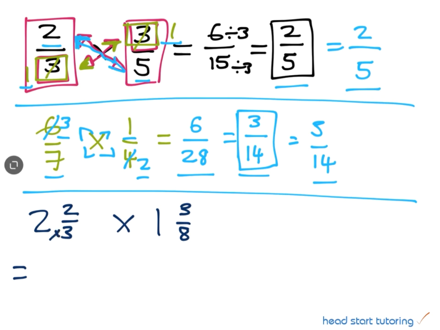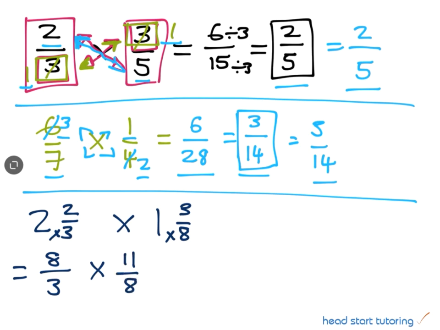So we have 2 times 3 is 6, plus 2 is 8. So we've got 8 over 3, which is equivalent to 2 and 2/3. Then we're going to multiply that by 1 and 3/8 as an improper fraction, which is 1 times 8 is 8, 9, 10, 11 over 8.